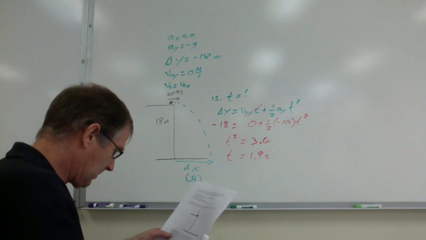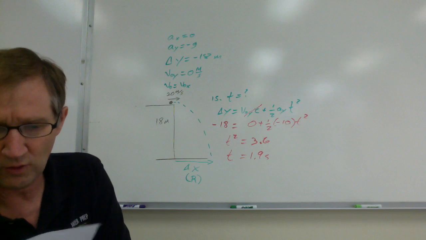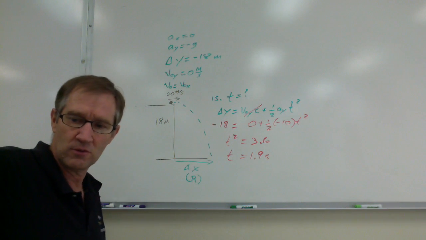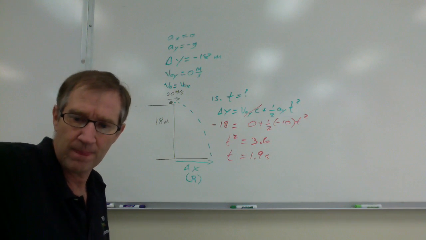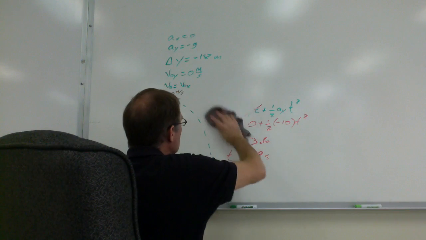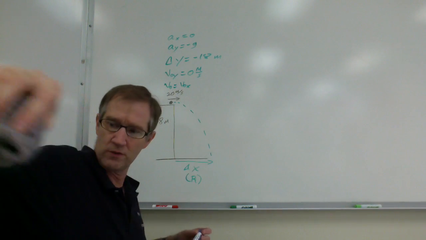How far from the base of the cliff does it land, i.e. what's its range? Okay, I'm going to erase this. Remember the 1.9. So question 16, what's the range?